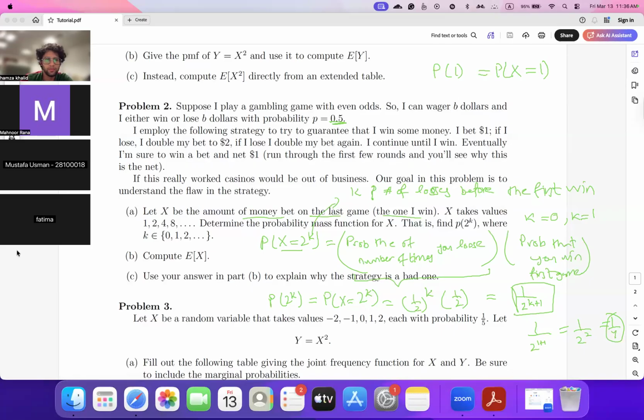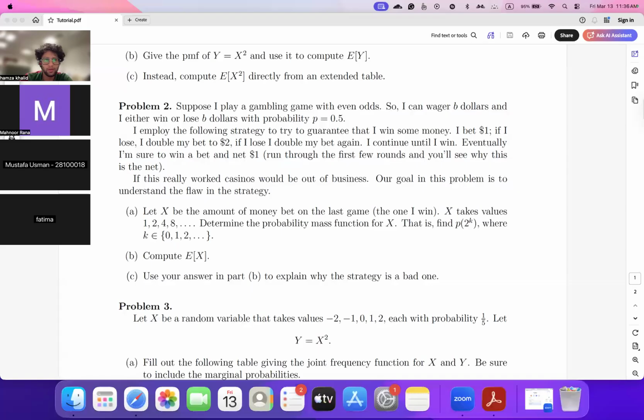Okay, good. Let me clear this out and let's just start again. So now I want to compute the expectation. Well, that would just be, by definition, the sum from k equals 0 till infinity of 2^k, because that is the realization of my random variable, times the PMF, which is 1 over 2^(k+1). Is that point clear?